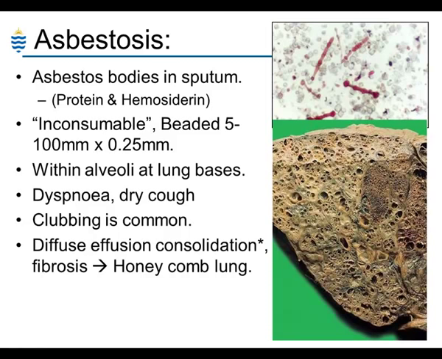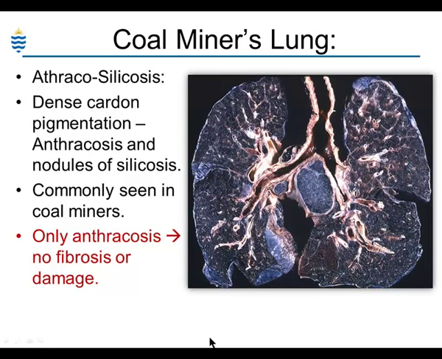Asbestosis, initially pulmonary edema, effusion and later fibrosis. It is the fibers which are highly reactive, they are coated by protein and they are highly allergenic, hypersensitivity. Coal miner's lung, just the dark black pigment usually does not cause much damage, only color change, but when associated with silicosis it causes the damage. If it is pure anthracosis, usually no fibrosis or damage.